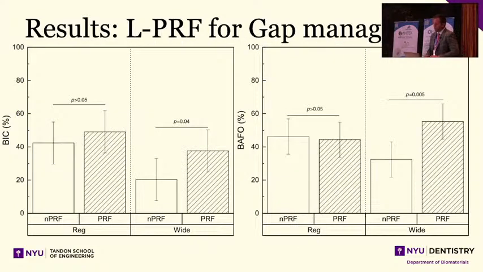So the only statistical differences were in the wide osteotomies, which is what was expected because of the low primary stability. So as you can see on the left here, bone to implant contact, the group with the PRF did provide statistically higher value compared to the group without a PRF. And similarly, as well, we had a statistically significant difference in higher bone area fraction occupancy within the thread.